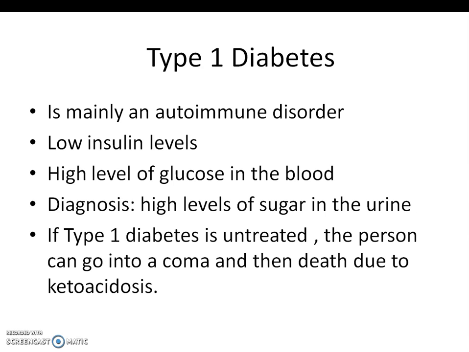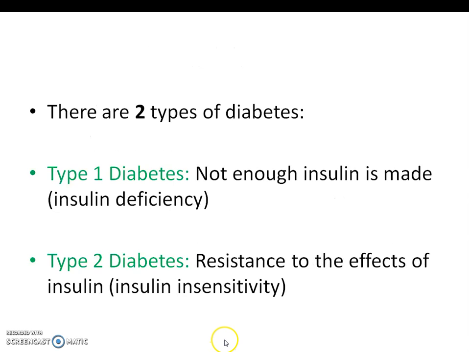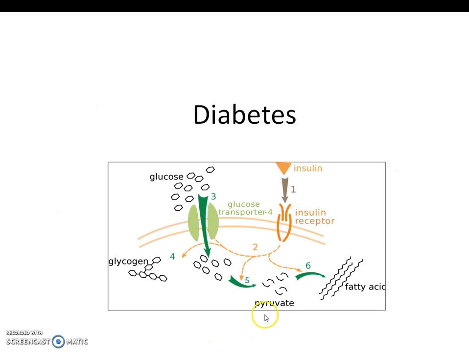Because if we go back to the first slide, we can see that if there's no insulin, that means insulin cannot bind to this receptor and therefore cannot activate this glucose transporter 4, which cannot let glucose into the cell to be metabolized. So glucose cannot go in the cell, it remains out and gets excreted in the urine, or it can remain in the blood as high blood sugar.